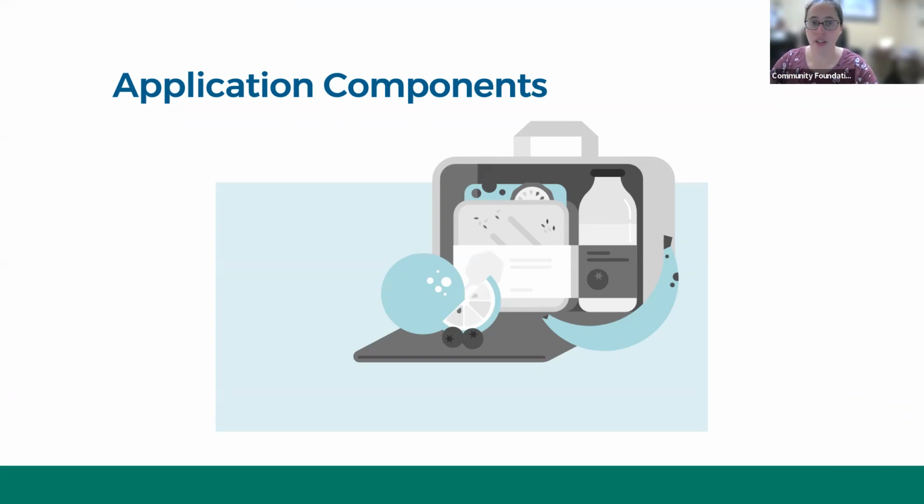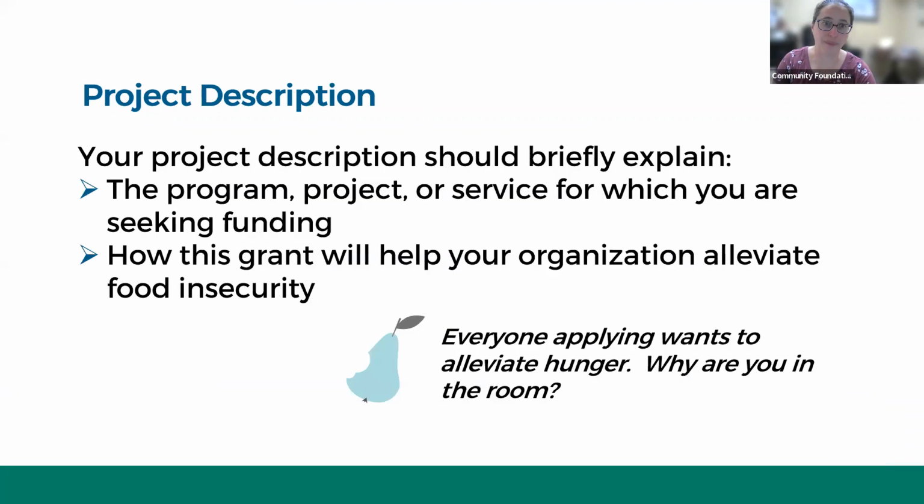Okay. So let's talk about things that are going to be specifically within the application. One of the things that's going to be in there is that you're going to have to provide a project description. There are 2 things that we need to know about your project. We want to know what it is. So what's the project that you're seeking funding for? And then we want to know how this grant will help your organization alleviate food insecurity.